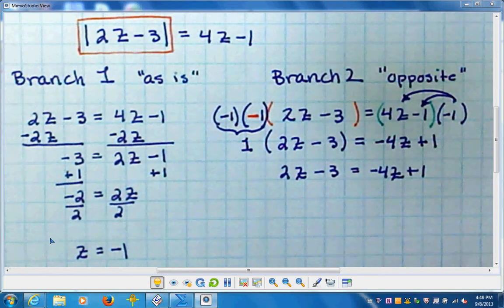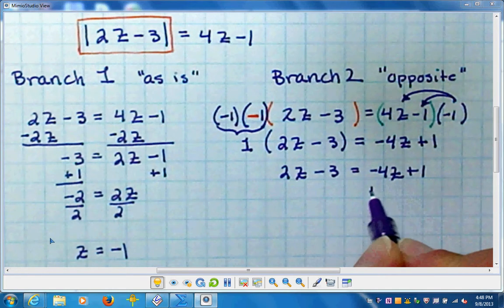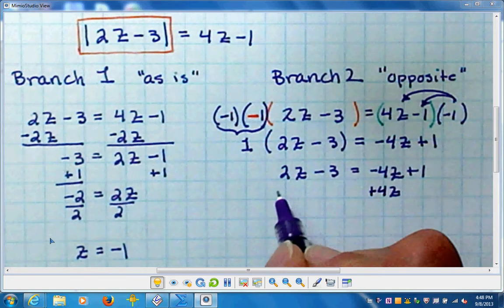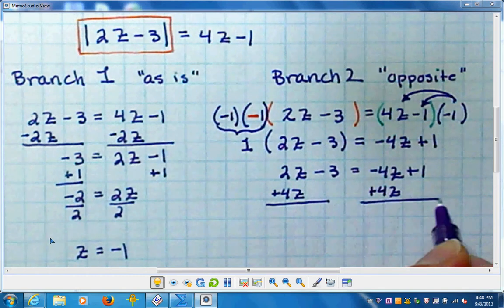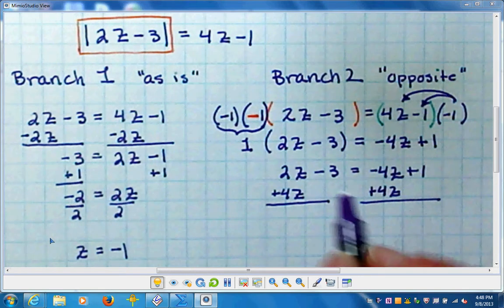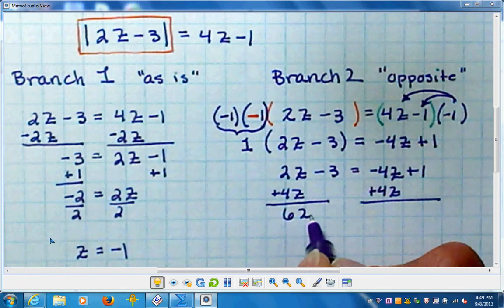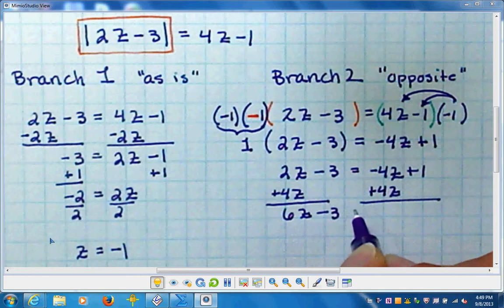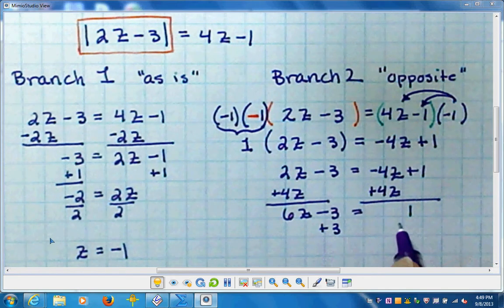So now I want to get like terms together. On this side, I'm going to add 4z to both sides. And I did that because when I add this side together, that will give me a positive value. And like I said before, I prefer working with positive numbers. So 2z and 4z gives me 6z. Bring down my minus 3. That's 0. And this is 1 on this side. Now I'm going to add 3 to both sides.